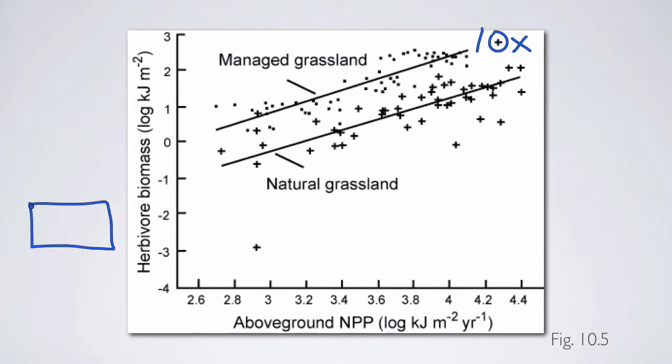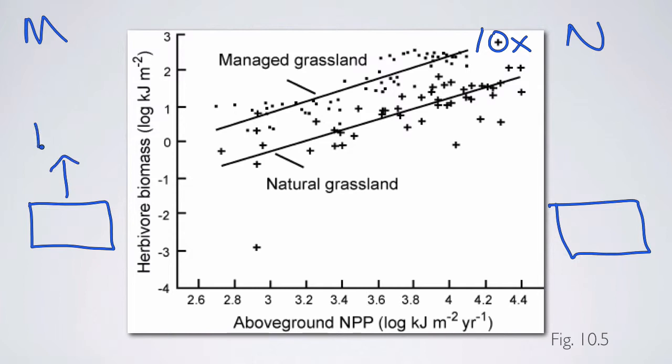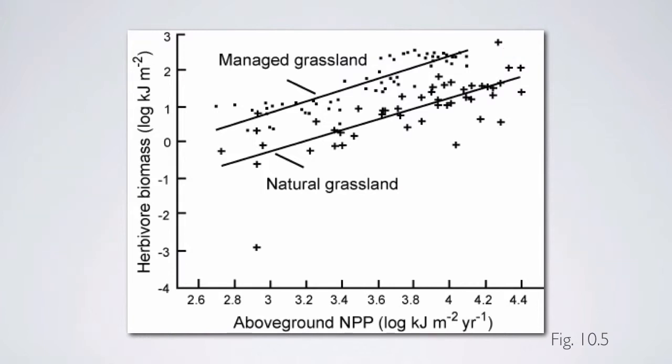So if we were to compare, for a given amount of production in a managed system versus a natural system, at least in these South American grasslands, we'd have 10 times more herbivore biomass in the managed system than in the natural system because of all the things that managers do to allow a greater proportion of that net primary productivity to be consumed.